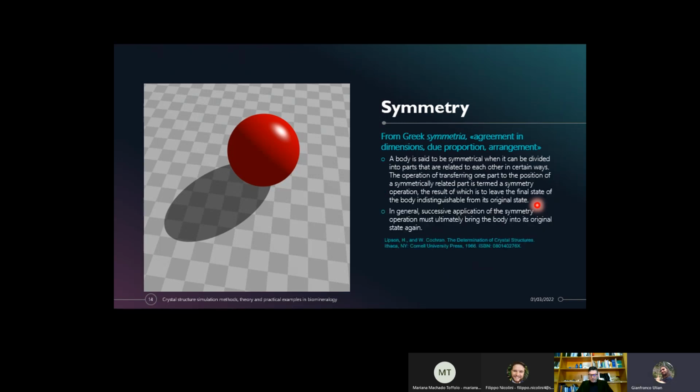And then we say that any body, this object here, this laptop, this mouse, is said to be symmetrical when we can divide it into parts that are related to each other in certain ways. These ways are the so-called symmetry operations.